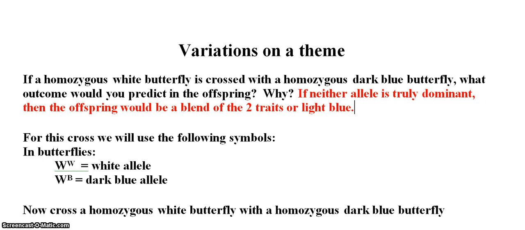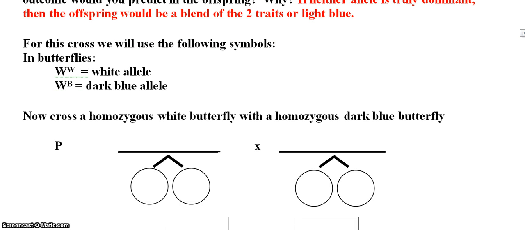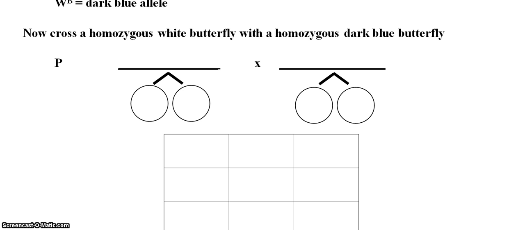So for this cross, we're going to use slightly different symbols. In butterflies, we're going to use big W for wing, and then we're going to put on it what the allele is. So if the allele is white, we're going to write W as a superscript. If it's dark blue, we're going to write B, okay? So again, this just means one allele can be white, W^W, or an allele can be dark blue, W^B. So if we cross a homozygous white butterfly with a dark blue butterfly, how would we set this problem up?